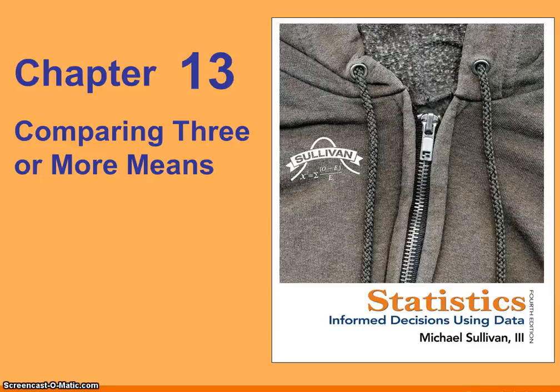Hi everybody. So the next chapter we're going to look at is chapter 13, and this is about comparing three or more means. So in the last chapter, in section 12.2, we kind of looked at comparing two or more proportions. So in this chapter we'll look at comparing two or more means, and we'll do some more in-depth analysis in this chapter as well.